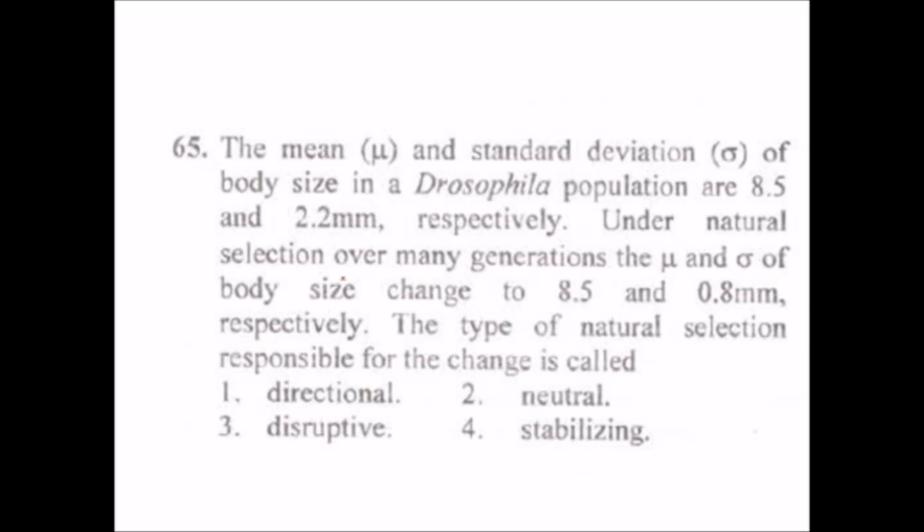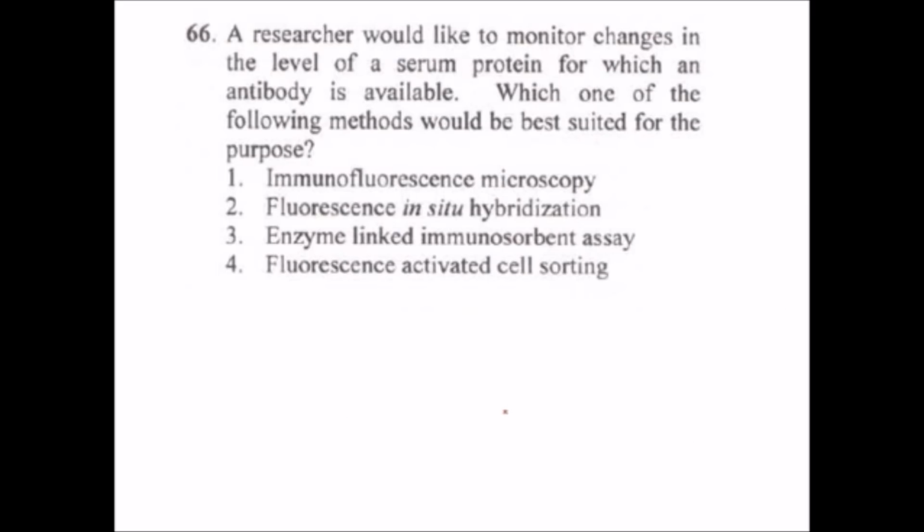Next is that the mean and standard deviation of body size in a Drosophila population are 8.5 and 2.2 mm respectively. Under natural selection over many generations, the mean and standard deviation of the body size change to 8.5 and 0.8 mm respectively. Here you can see that the mean is the same, so there is stabilization during the natural selection. So definitely the answer will be stabilization.